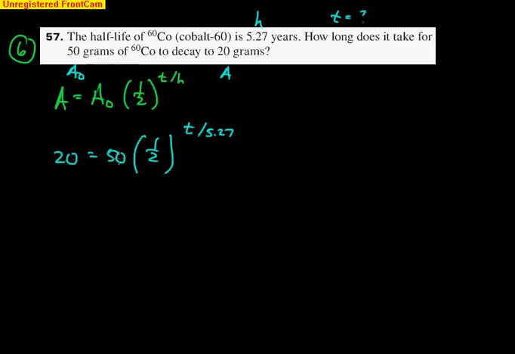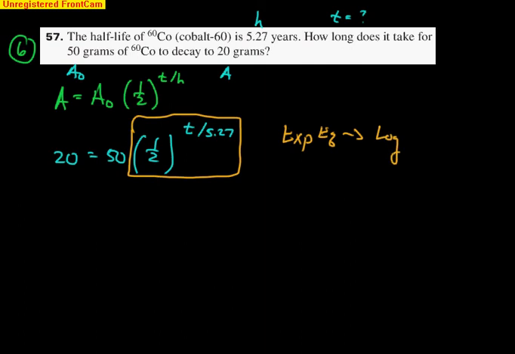First thing, put a box around the base and the exponent. This is an exponential equation with one exponent, so we have to use logs to solve this. Now, the first thing I will do is get rid of that 50 by dividing both sides by 50. And what you get there is 0.4. So you get 0.4 equals 1/2 to the t over 5.27 power.